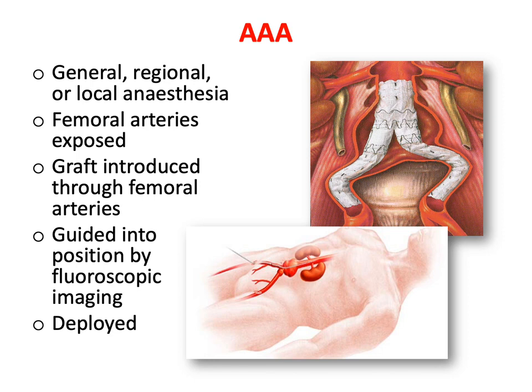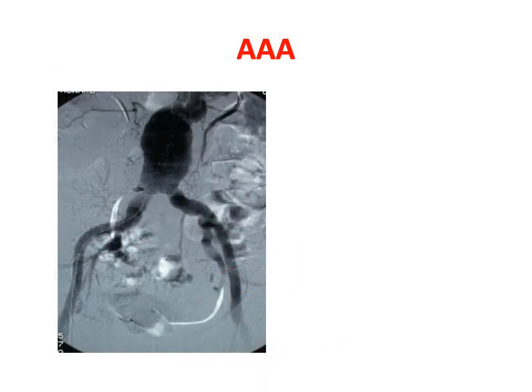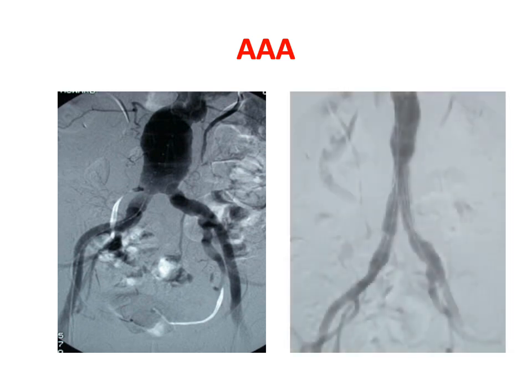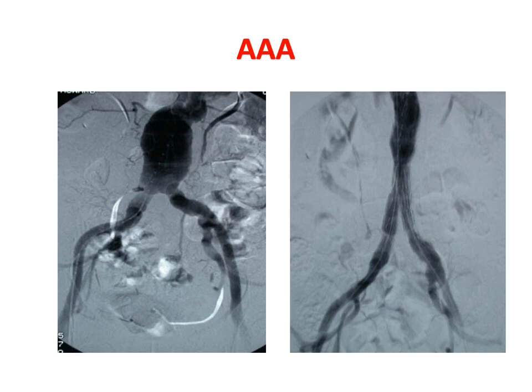Endovascular repair requires either general, regional, or local anesthesia. The approach is from the femoral arteries, so femoral arteries should be exposed. A graft is introduced through the femoral arteries, guided into position inside the AAA by fluoroscopic imaging, and then deployed in position. This is the abdominal aortic aneurysm before endovascular graft, and this is after insertion of the endovascular graft.